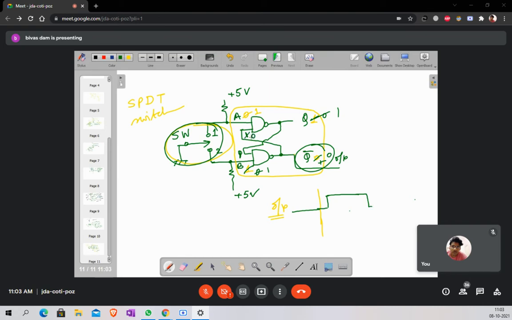Now once this input becomes 0, let there be an infinite number of bouncings in this position number 1. This is the mechanical switch effect or the spring effect. Let there be an infinite number of 0 to 1, 1 to 0 transitions at A. As this input is 0, that will not propagate here. And as that is not getting propagated here, there is no chance it will propagate to the output. So the output will have a smooth curve like this.